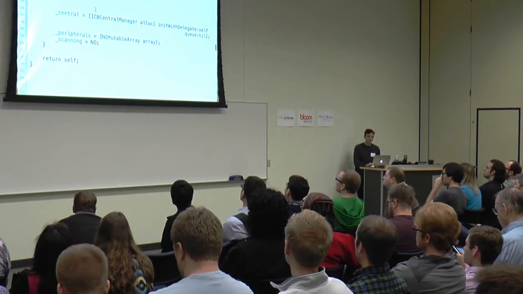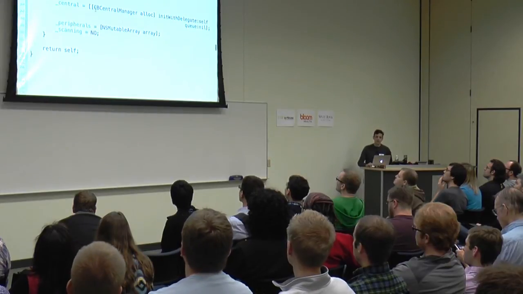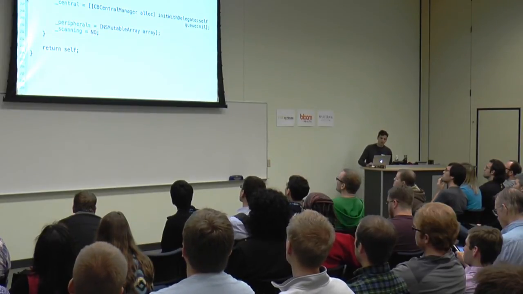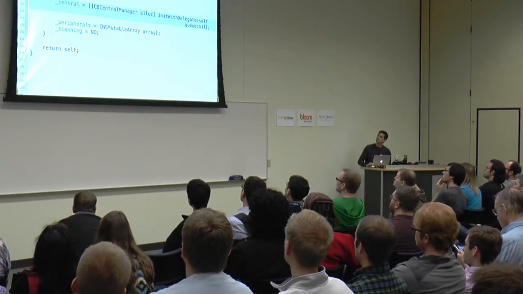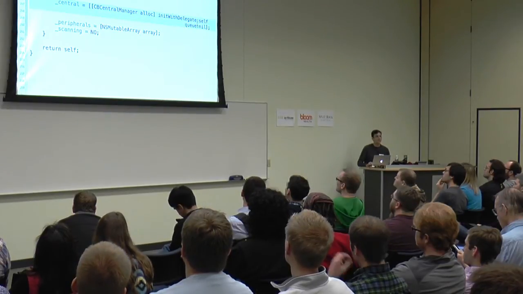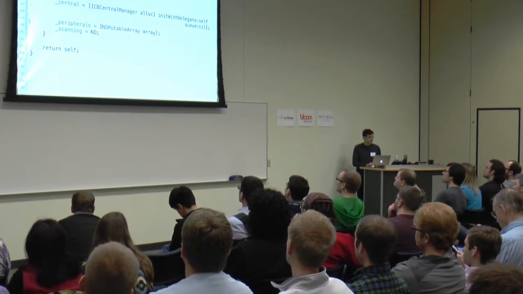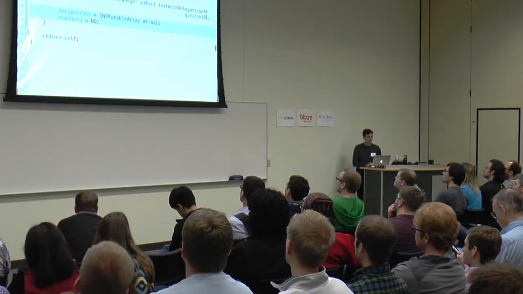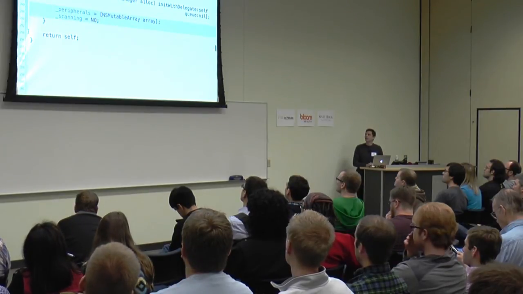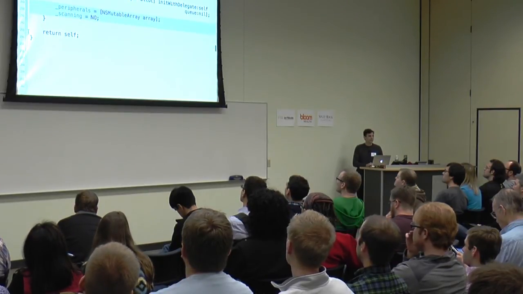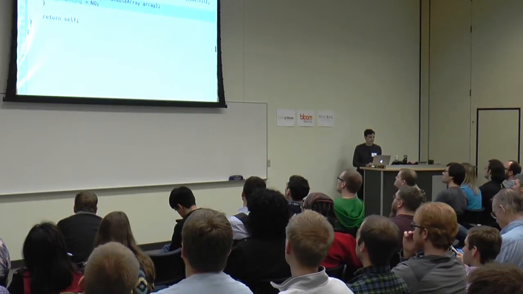So the first step happens when we instantiate our view controller. We create a reference to our central manager, and we send in ourself as a delegate right here. So that just sets us up to start receiving these notifications when devices are discovered. And a couple other basic things, we're just going to keep an array of peripherals that we discover, and then we just have a Boolean telling us whether we're scanning or not. We can just use that to update the UI.